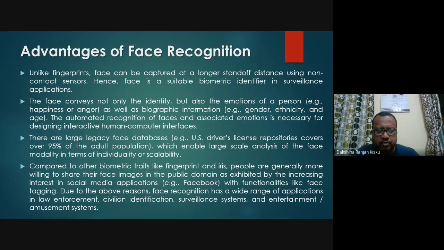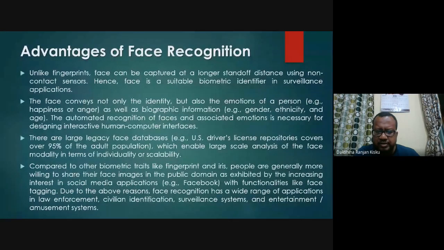Now, these face images convey not only the identity, but also the emotions of a person, like happiness and anger, as well as biographic information like gender, ethnicity, and age. The automated recognition of faces and associated emotion is necessary for designing interactive human-computer interfaces. So this is another advantage of face recognition systems. There is also a large legacy of face databases.